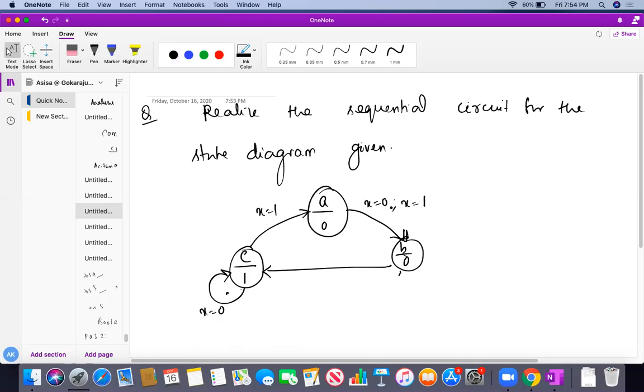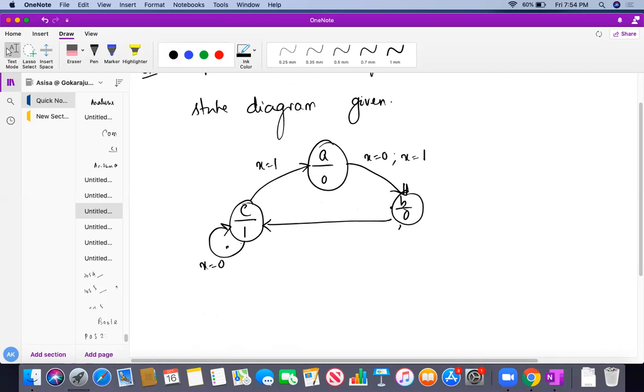Okay, so this is the state diagram given. By looking at this, you can understand what type of circuit you have to design. You have to design a Mealy circuit. In the case of a Mealy circuit, the state diagrams are like this. So here, what are the states? A, B, C are the 3 states.